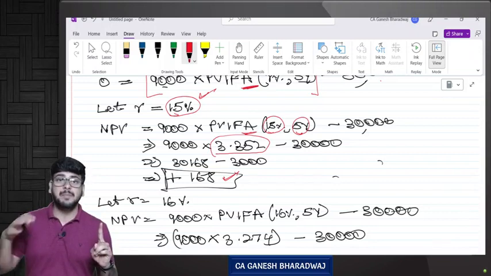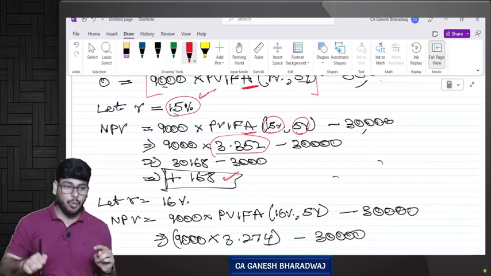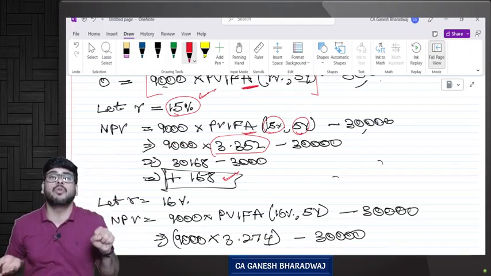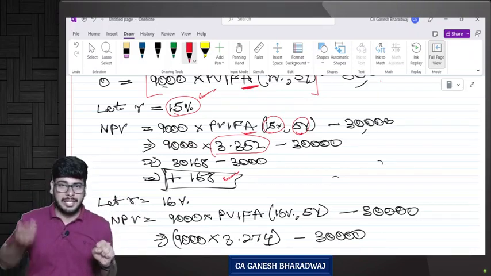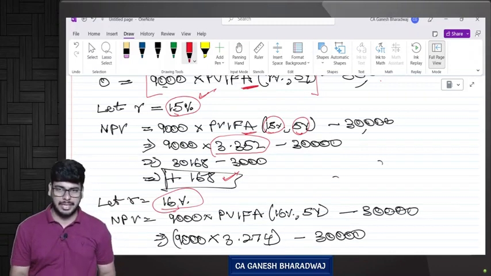Now you want your NPV to be 0, correct? Or in other words, currently your NPV is positive, you want to bring it down, correct or not? So if you want your NPV to fall, what you need to do? Increase the denominator, that is, increase the rate. So the next trial, I am considering it as 16%.